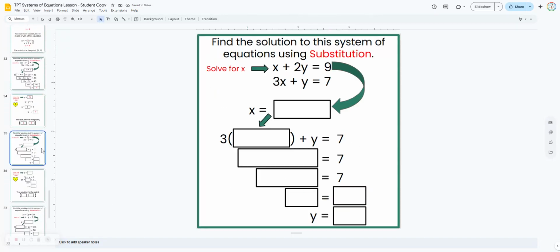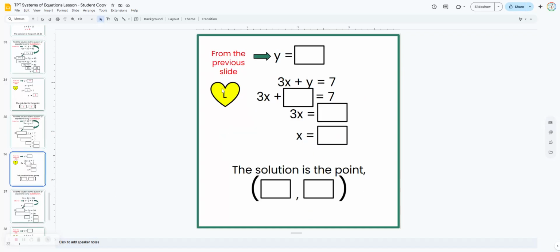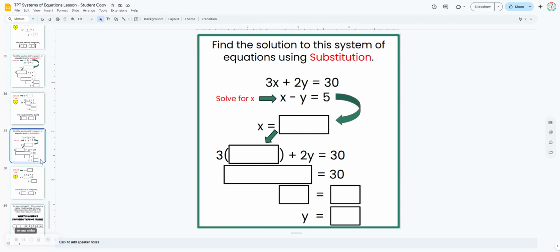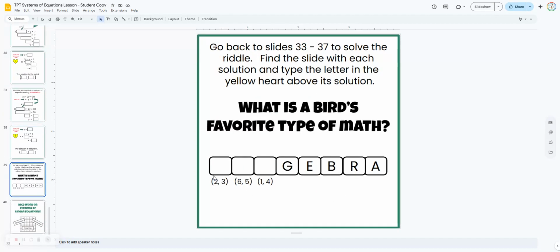So they're going to be practicing that on the next slide also. They're going to solve for x, substitute what x equals in the second equation, go ahead and solve for y. So you can see here we've also got a letter and a yellow heart. They're going to use that to solve another riddle. Same thing here, they get a little bit more practice. Now when they get to slide 39, they have these 3 solutions. They're going to look back on the previous slides, type in the letter in the yellow heart, and solve this riddle.